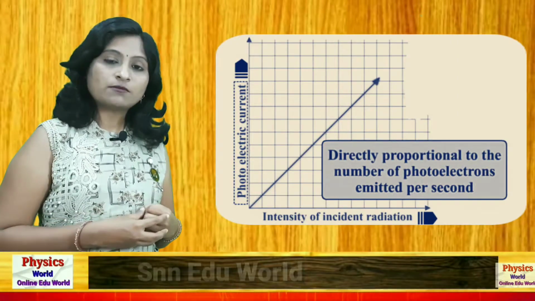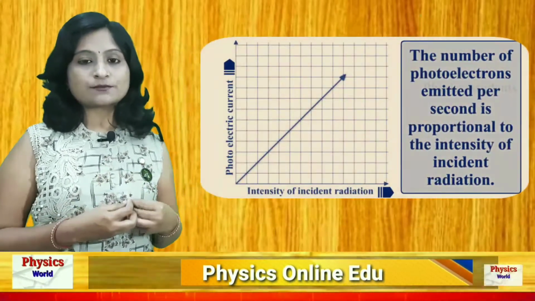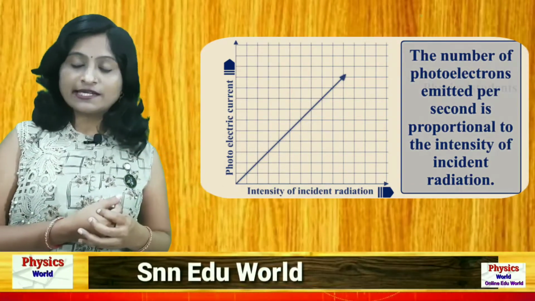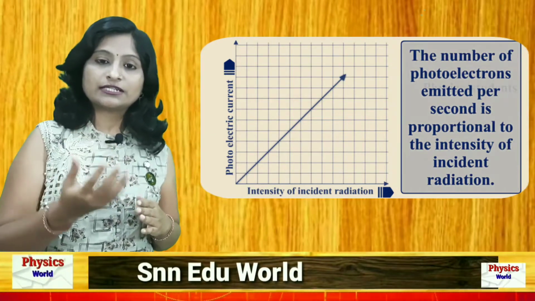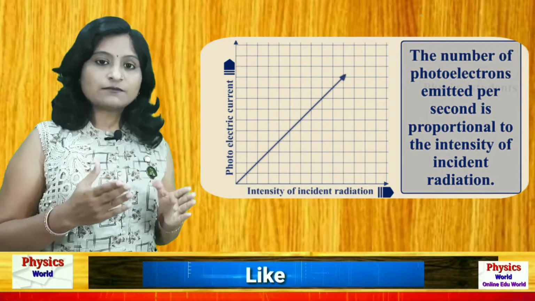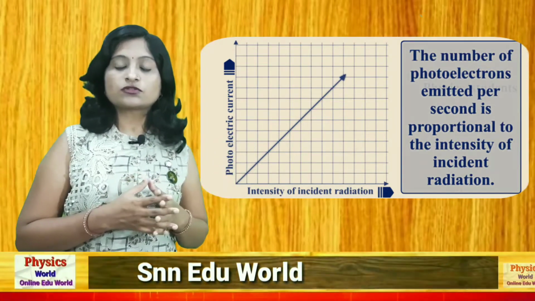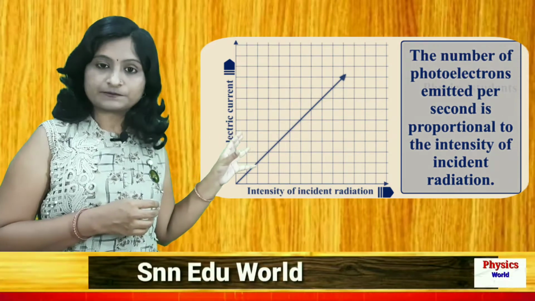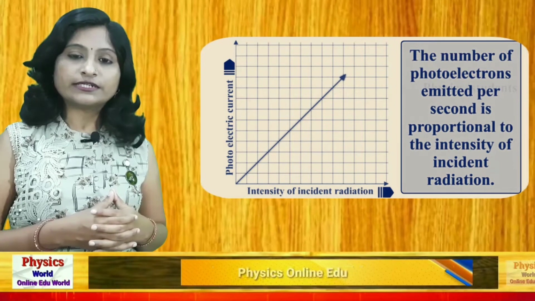So these more photons will strike the surface, and more energy is absorbed by the atoms from the surface, and more electrons will be ejected. That means if intensity is more, the electrons ejected or emitted from the surface will be more. That means the photoelectric current from the plate will be directly proportional to the value of intensity.